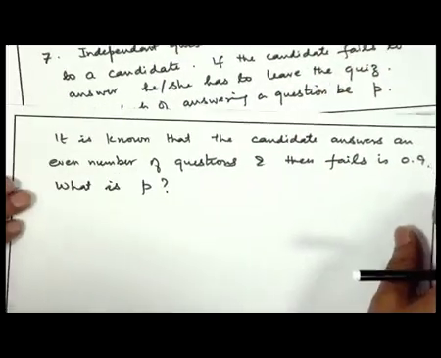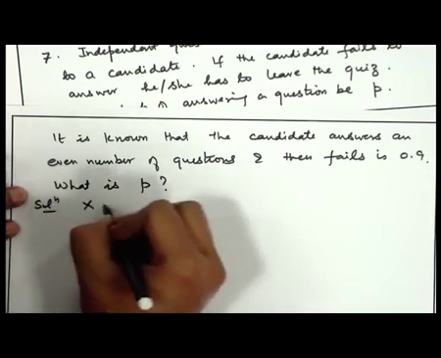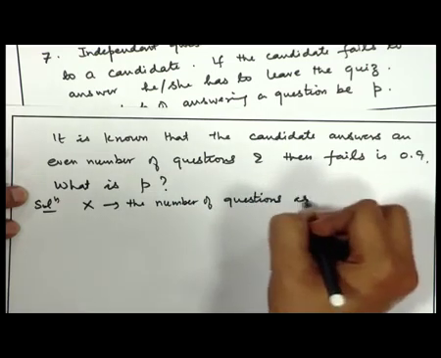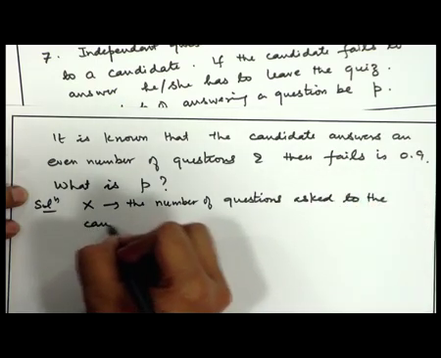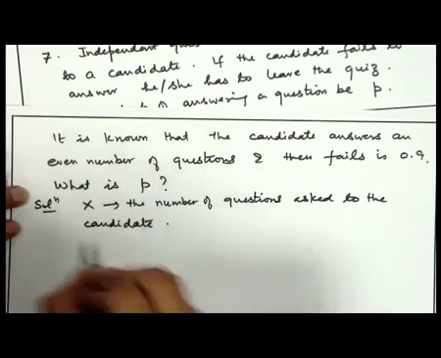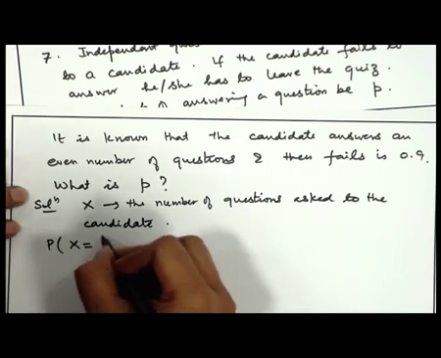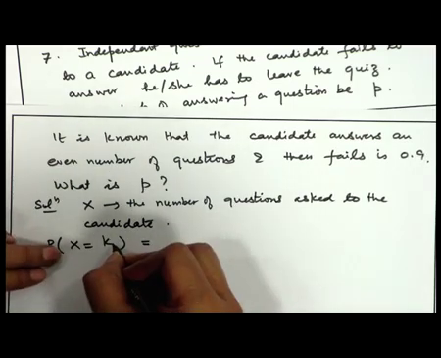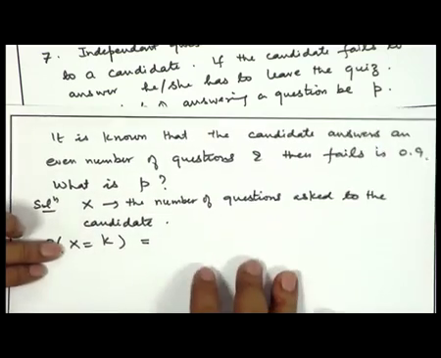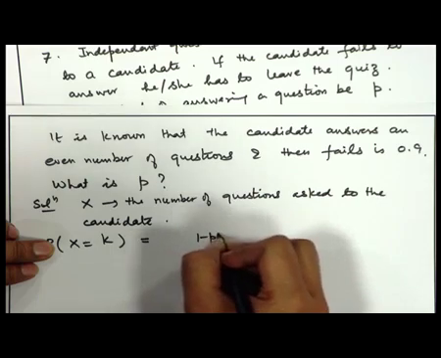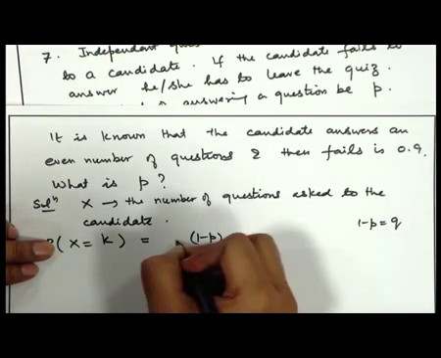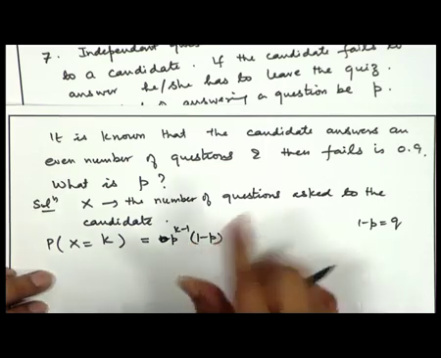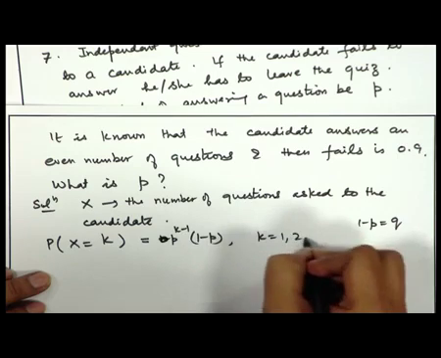So, now let us say x is the number of questions asked to the candidate. Then x can take values 1, 2 and so on. So, if he is totally asked k questions, that means the last question he did not answer. So, the probability is 1 minus p, or we also can call it q, and before that he is able to correctly answer k minus 1 questions. So, it is p to the power k minus 1 into 1 minus p, where k is equal to 1, 2 and so on.